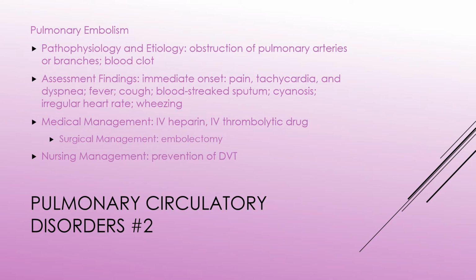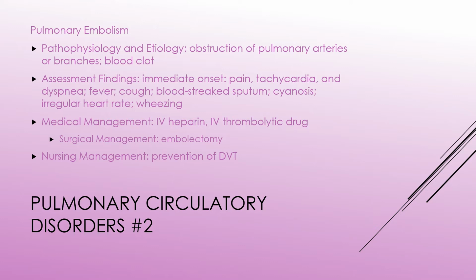Another pulmonary circulatory disorder is a pulmonary embolism, which we have covered some with peri-op. It is the obstruction of the pulmonary arteries or branches, usually by a blood clot, usually from a DVT. This is an obstruction in the arteries which causes gas exchange impairment. So our assessment findings, it's an immediate onset of pain, tachycardia, and dyspnea. Medical management, we can give IV heparin or IV thrombolytic drugs, which could be TPA.